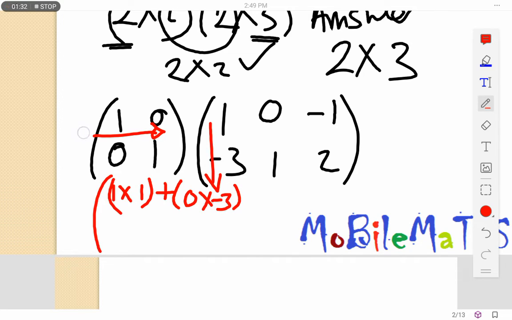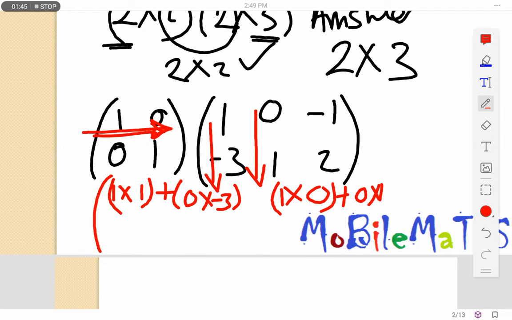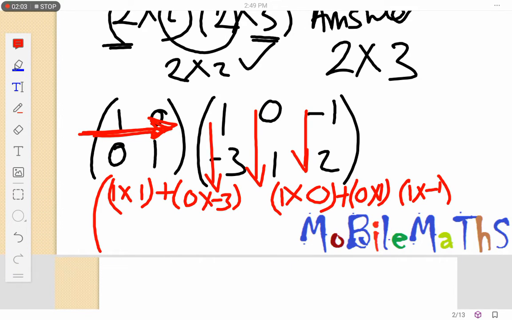Then I go row again by the second column, to get the second number. I have 1 times 0 plus 0 times 1. Now I go for the last column, row by last column. I will get 1 times minus 1 plus 0 times 2. Let me write that down. Okay, like this.